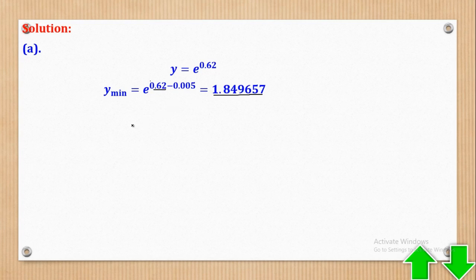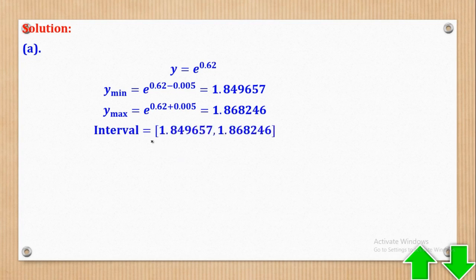1.849657. Then the maximum value will be got by adding the error to the value of x, and we will come up with 1.868246. But remember, they ask for intervals, so it means that we have to put in square brackets, beginning with the smaller one followed by the bigger one. In other words, the minimum followed by the maximum.